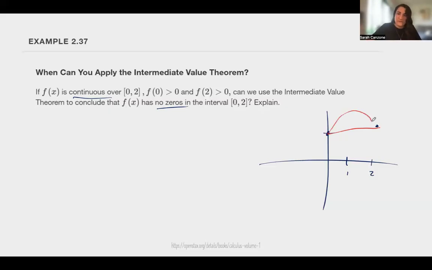We could have a function that goes like that. Well, we wouldn't have any zeros. But we could have a function that goes like that. Or we could have a function that goes like that. In which case, we do still have f of 0 and f of 2 positive, but we have no clue what's going on between them. And so because we have absolutely no rule that tells us what's going on between them, the intermediate value theorem doesn't actually help us here. So can we conclude that it has no zeros? No, we don't have enough information.